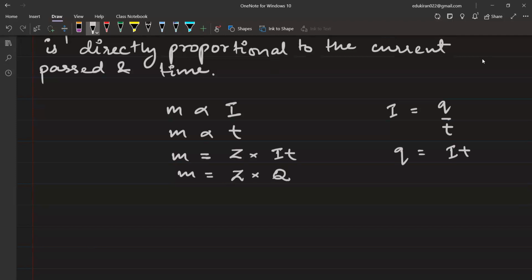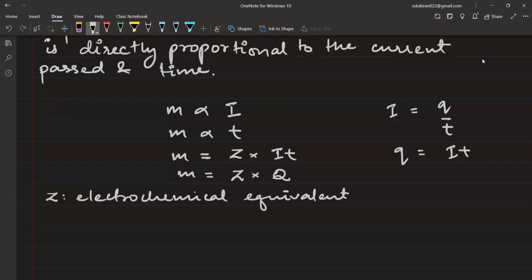Z is called the electrochemical equivalent. What is electrochemical equivalent? What is Z? Just wait for a while. Don't write anything now. Leave your pen aside. Whenever you have to define a proportionality constant, please remember this is going to be useful in chemistry and physics also. You should make the variable on the side of the proportionality constant equal to 1. So tell me here, where is the proportionality constant, in the left hand side or the right hand side?